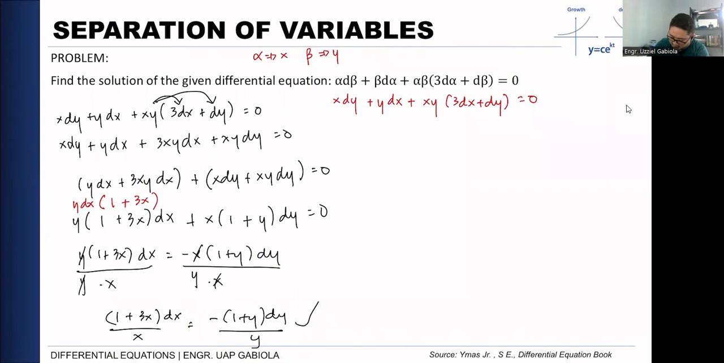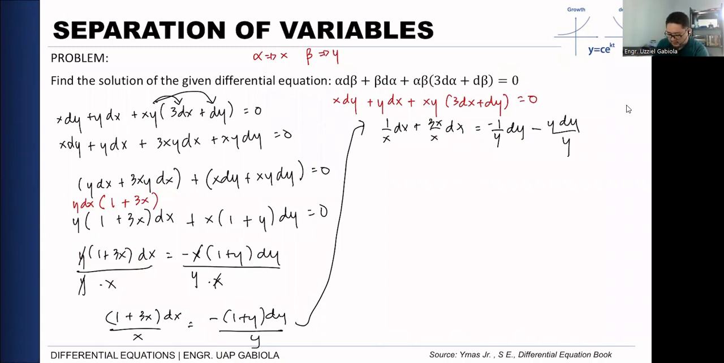Pero we can simplify pa yung problem natin. Okay? So, pwede itong maging 1 over x dx plus 3x over x dx. Same with the left side. This can be negative 1 over y dy minus y dy over y. So, paano nangyari yun? Si dx, dinistribute, and then pinaghiwalay yung proper fraction natin.